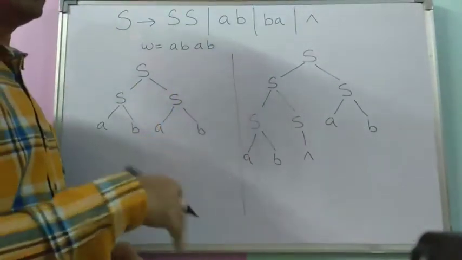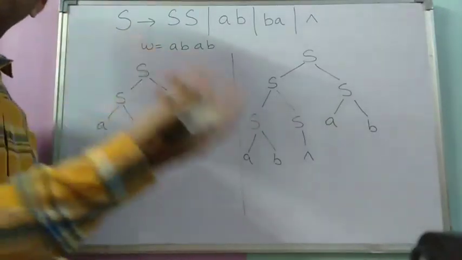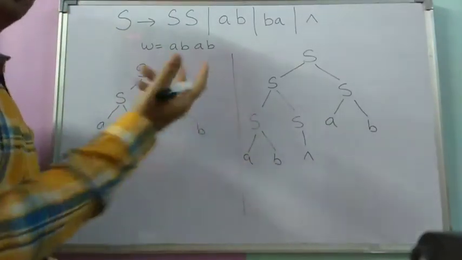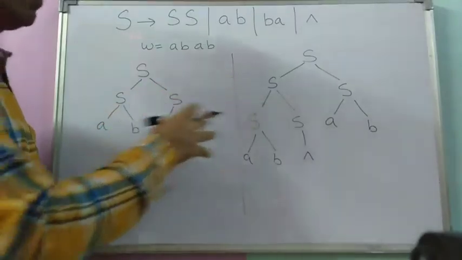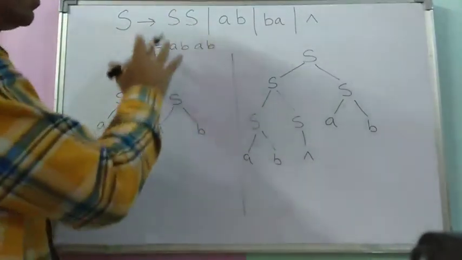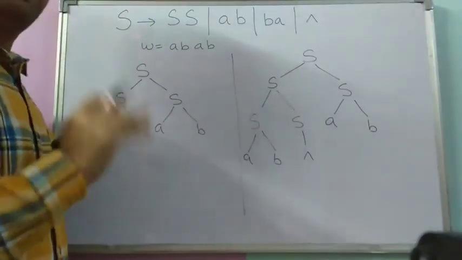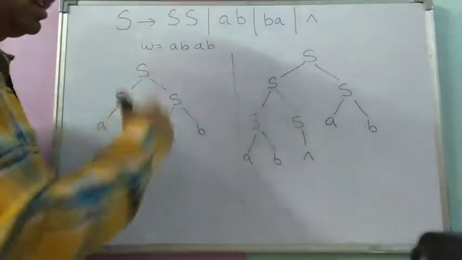It is not required that we find all the derivation trees. We are required to show that there exists more than one derivation tree. So at least two derivation trees we must find. If we are able to find two derivation trees, it means the word is ambiguous. And if the word is ambiguous, the whole grammar is ambiguous. So this is all about these problems.